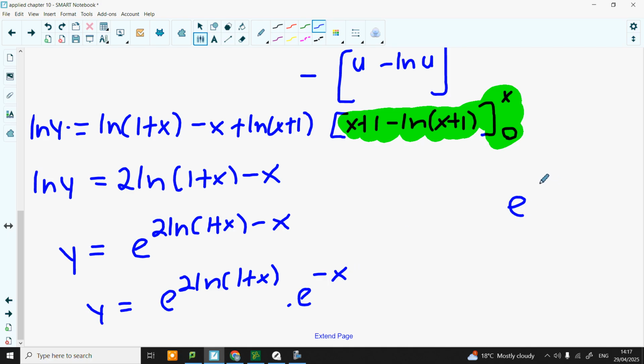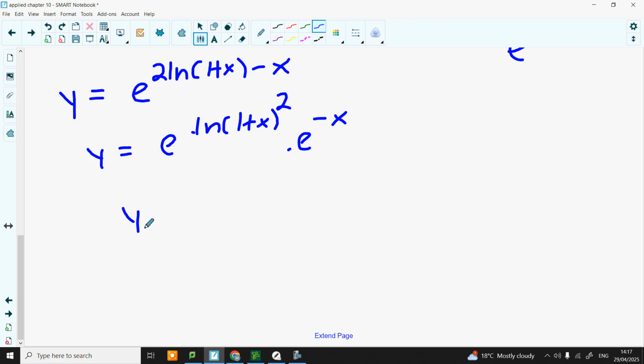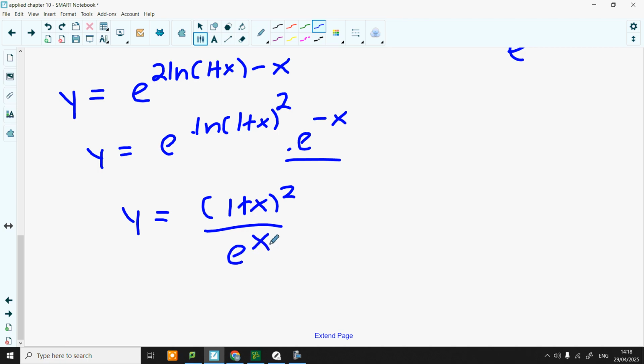Can anybody tell me, for argument's sake, what's e to the power of ln 5? What would be the answer for that? 5. Agreed? Okay. And then technically that 2 can go in here as a squared. So what would e to the ln of 1 plus x squared be then? Just be 1 plus x squared, wouldn't it? And e to the minus x would be e to the x on the bottom. And that is our answer from the book.